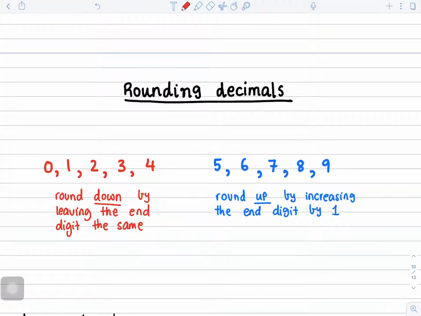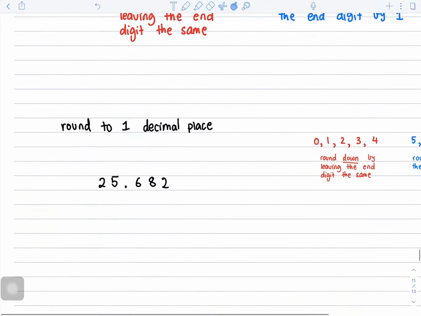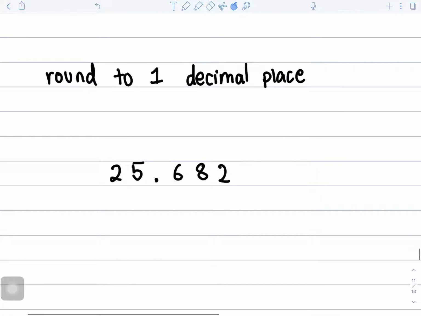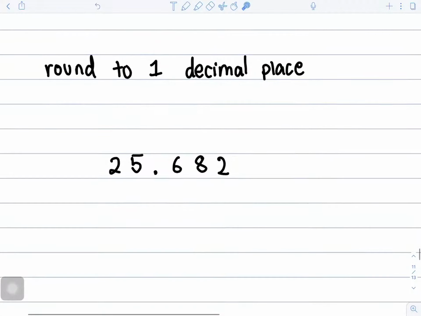Hey guys, in this video I'm going to be explaining how to round decimal numbers. So let's have a look at an example first. In this example we're being asked to round this number to one decimal place. The first thing I would do is draw a cutting point. For one decimal place I would count one digit after the decimal point, and that's my cutting point.